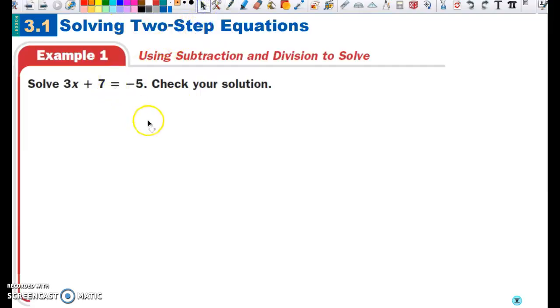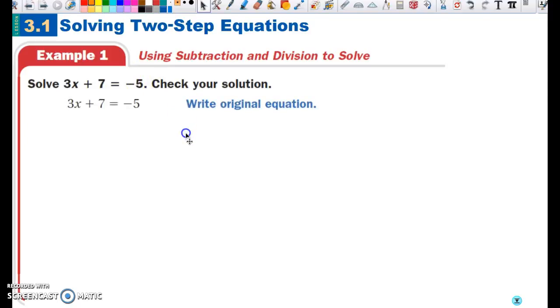So on example 1, our goal is to solve 3x plus 7 equals negative 5, and our goal is to check our solution to make sure that it works. A reminder that a solution is some value for x that's going to make this equation true, which means that the expression on the left-hand side is the same as the expression on the right-hand side.